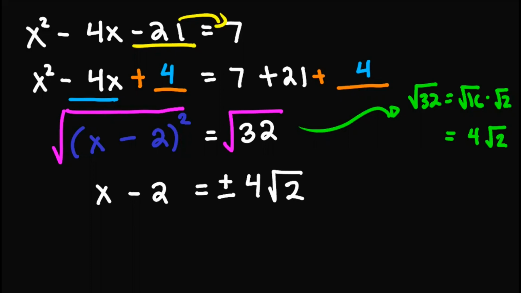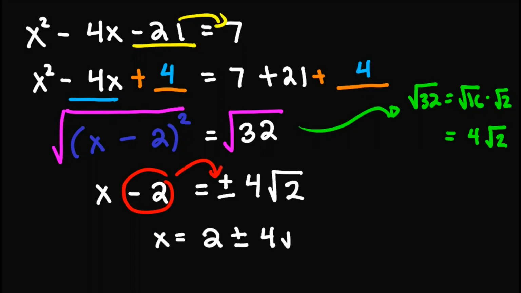From here, since it's just a linear equation, we just move this 2 to the right side to obtain x equals 2 plus minus 4 square root of 2. And this one out here is the final answer.